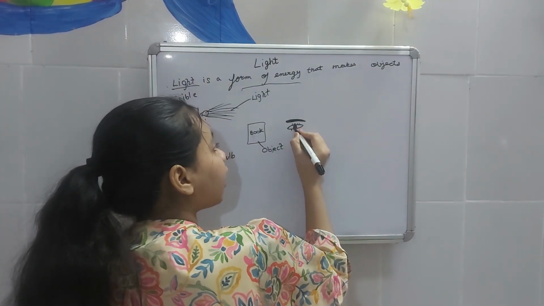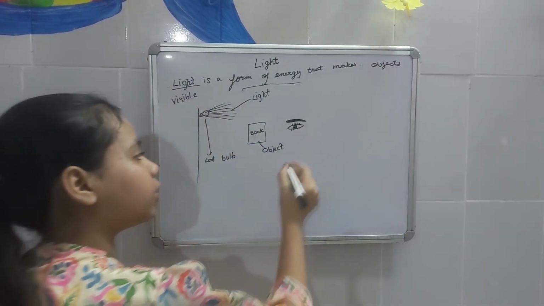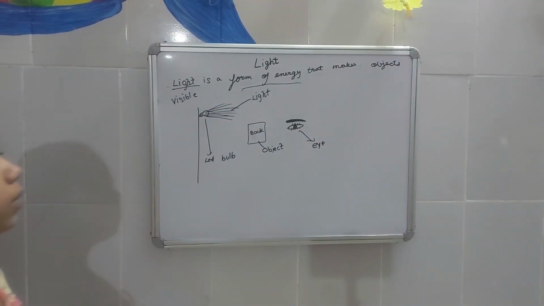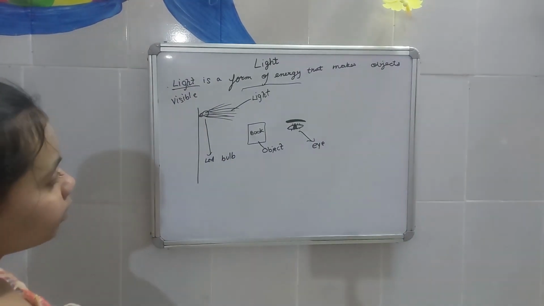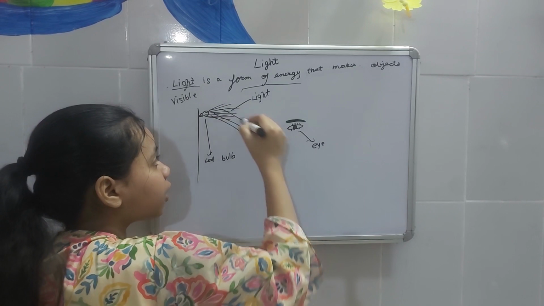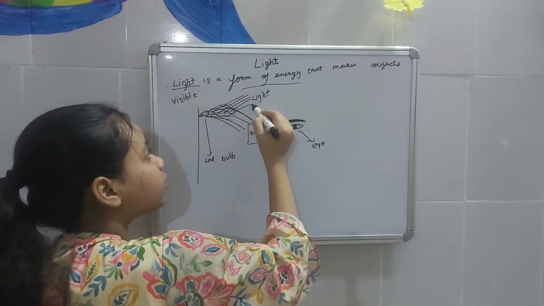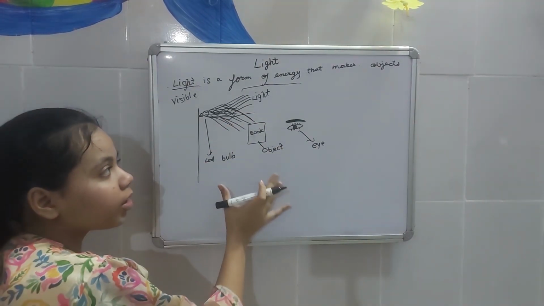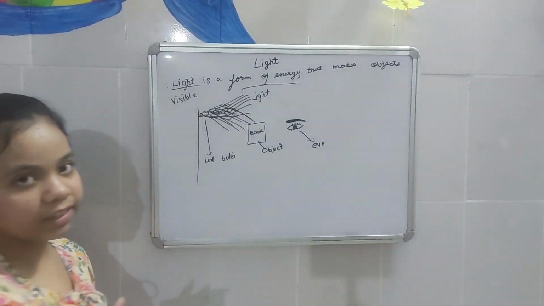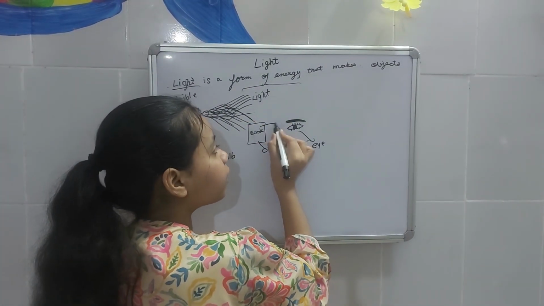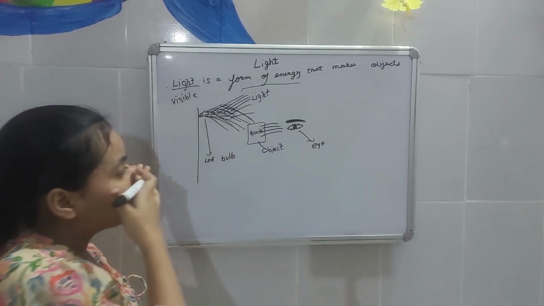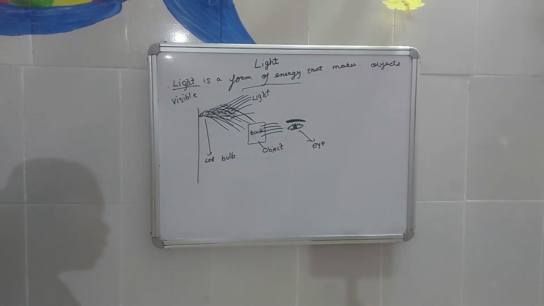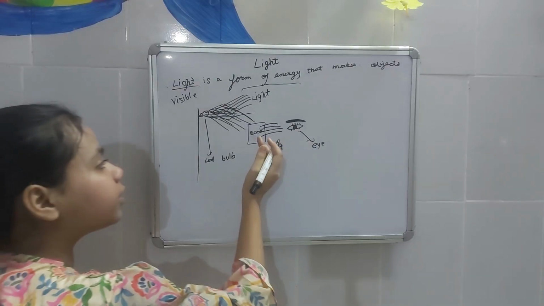This eye is very important. So what is happening in this? We can see that light is coming like this in many directions, right? So it is going in many directions. Light is reflecting on the book, and the book is reflecting its color or light into our eyes. By that we can see that this is the object.